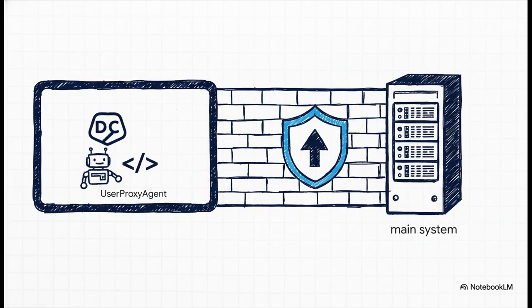And this brings us to an absolutely critical point: safety. Letting an AI write and run code on your machine can be, well, a little bit risky, right? Autogen is built with this in mind from the ground up. The user agent is designed to execute code inside a secure, sandboxed environment like a Docker container. This keeps it totally isolated and prevents it from messing with your main system.